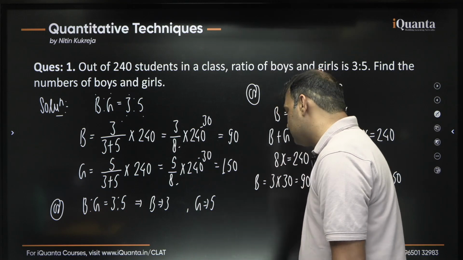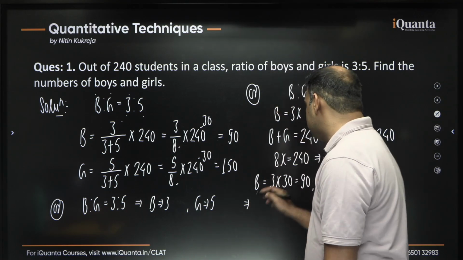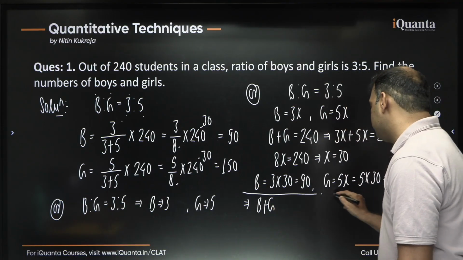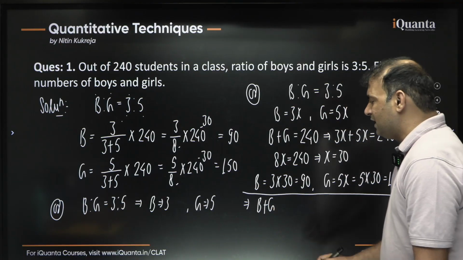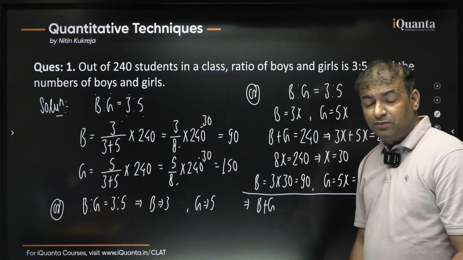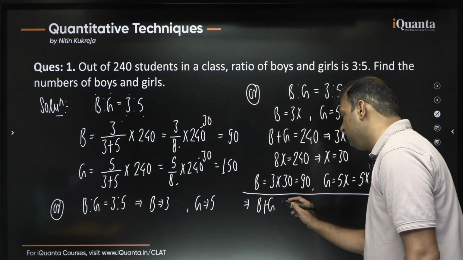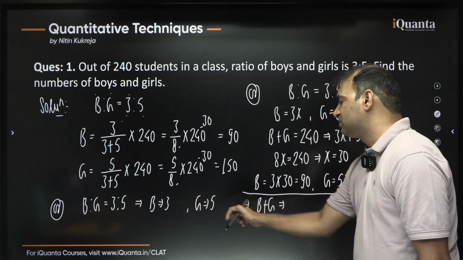So what will happen with the help of this? So guys, the total students given to us is 240, which is again the sum of the number of boys and the number of girls, right? And with the assumption, what is the total number of students? See, boys we have assumed as 3 and girls we have assumed as 5. So total should be 8, right? 3 plus 5 is 8.